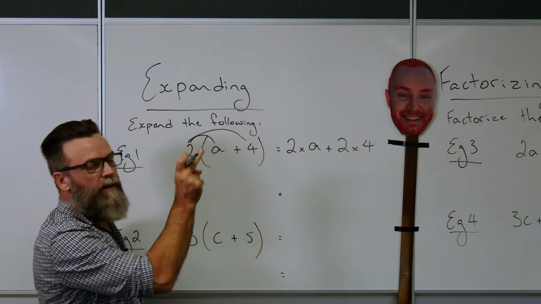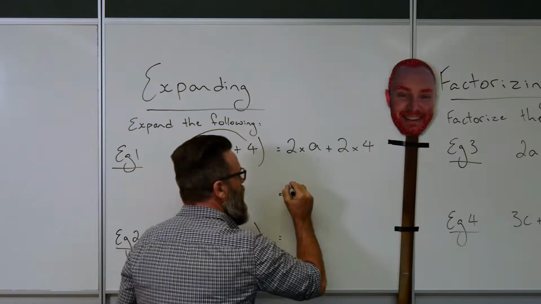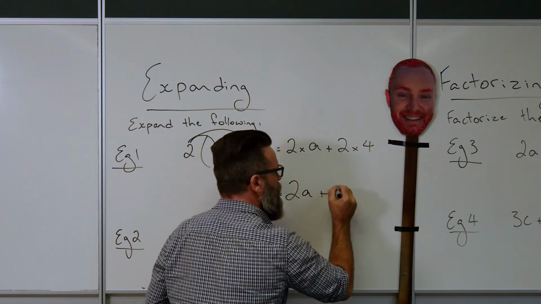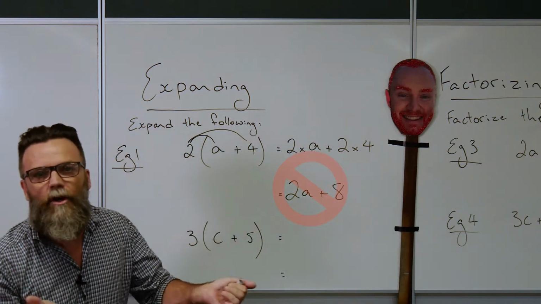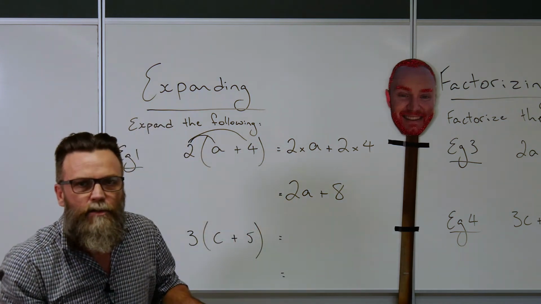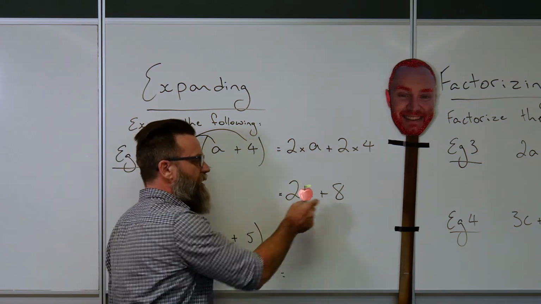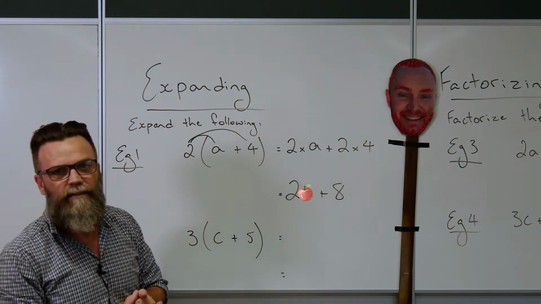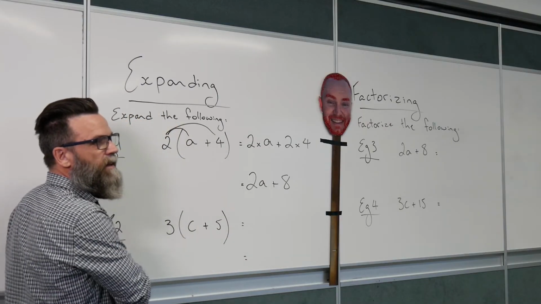Now 2 times A, as Mr. Savage will tell you, we just write as 2A in maths, plus we know that 2 times 4 equals 8. Now they're not the same terms. This is a number and this is 2 A's, a bit like 2 apples. So if I've got 2 apples plus the number of 8, I can't actually change that. That's as simplified as I can get. Let me show you how it works on the next one.